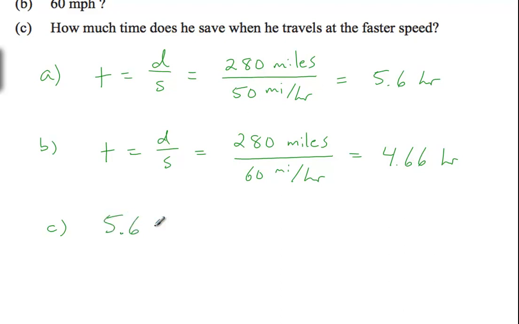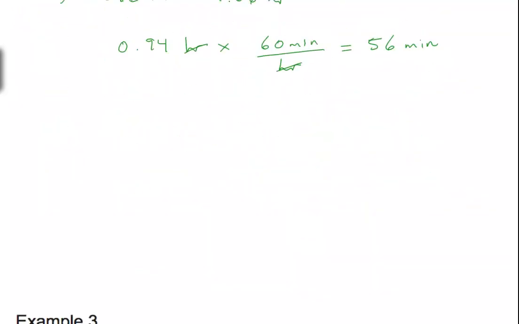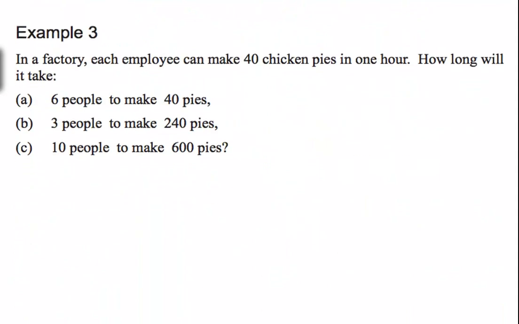Now, what's the difference between these two? The first one was 5.6 hours. The second one is 4.66 hours. If we subtract one from the other, we get 0.94 hours. And let's convert that to minutes. Okay, so we'll take 0.94 hours, and we're going to multiply that. There are 60 minutes in every hour. 60 minutes in 1 hour. You'll see that these hours cancel. We're left with minutes. 0.94 times 60 gives us 56. So 56 minutes. We save 56 minutes by traveling 10 miles per hour faster in our car on that journey.